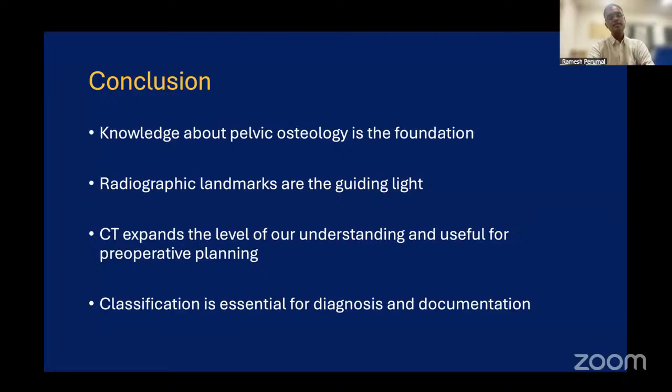However, the CT scan expands the level of our understanding, and it is very, very useful for our preoperative planning in the form of joint congruity, presence of intra-articular loose fragments, the number and size of the fragments, associated femoral head fractures, and also the 3D subtractions are very useful in our understanding. Once the diagnosis has been made based on this classification, we can also plan our surgical approach for a good quality of reduction and an uneventful outcome. And also these classifications are very useful to keep our documentation.